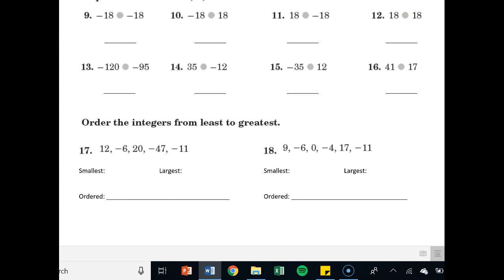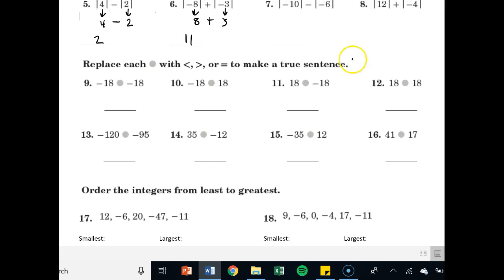All right. And lastly, comparing. Remember, the more negative a number is, the smaller it is. So again, use that number line basically on the first page. So negative 18 and negative 18. Well, that's easy. Those guys are equal. Negative 18 and 18. Well, a negative is always less than a positive. 18 and negative 18. Positive is always greater than a negative. And 18 and 18. Those are equal.